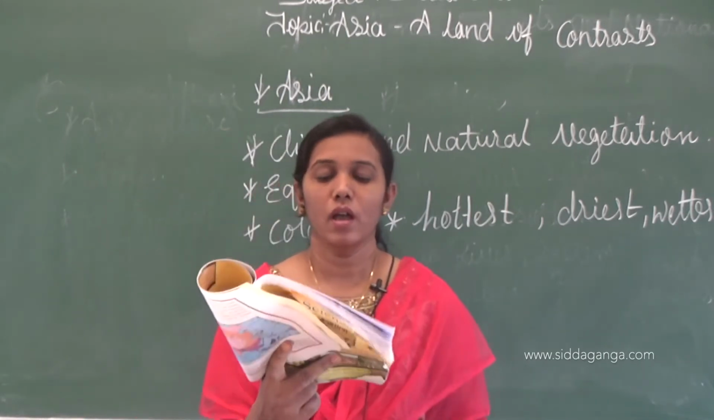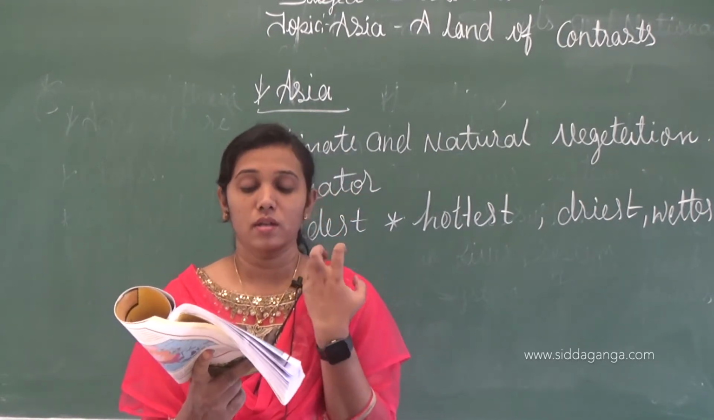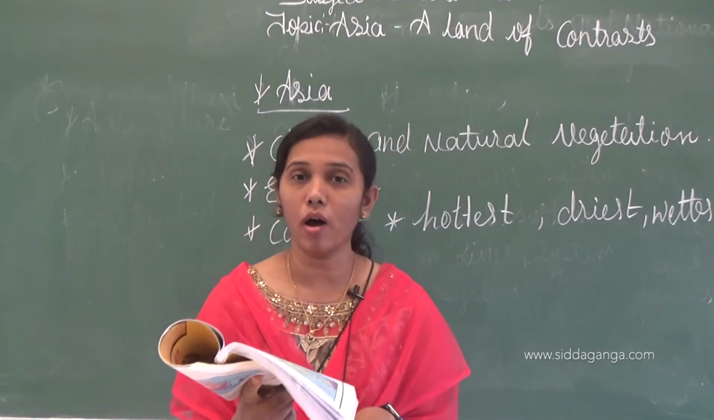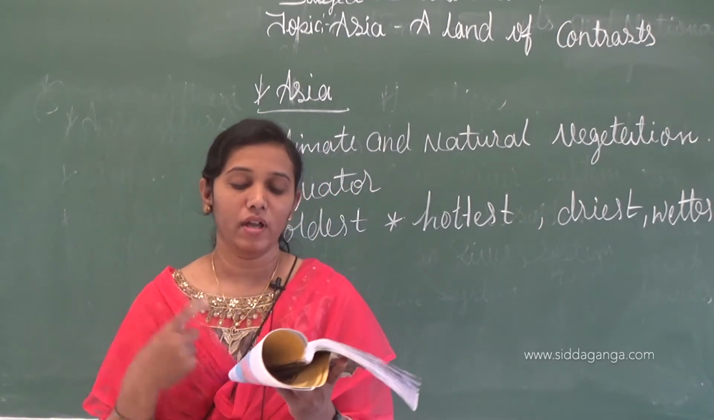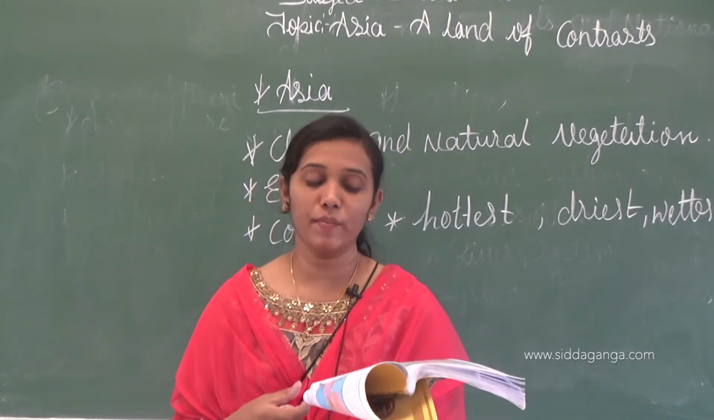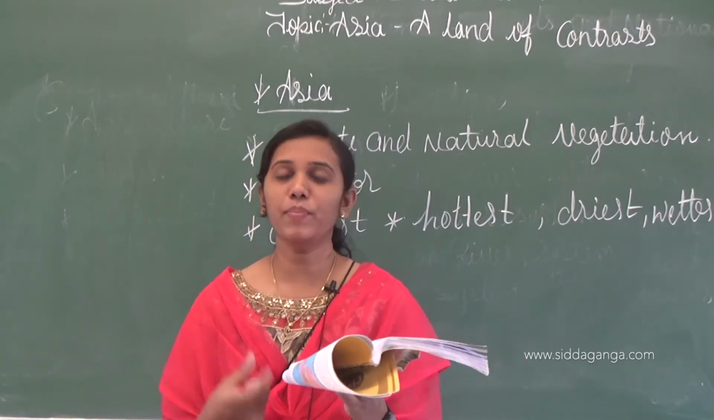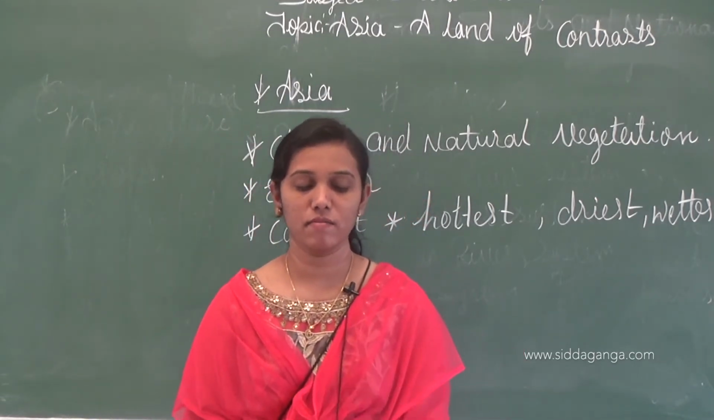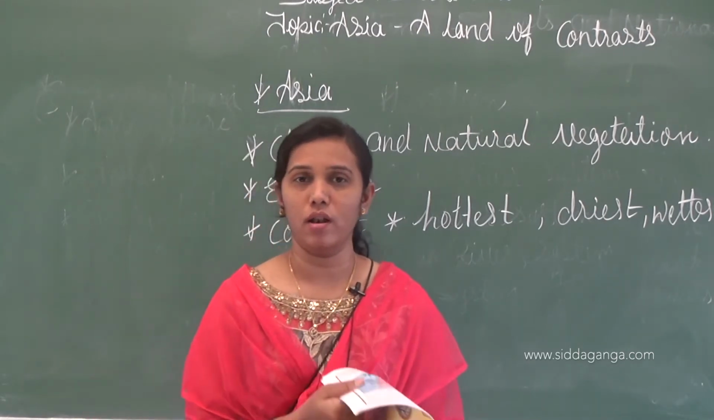In July, a greater part of the continent is very hot. In which month children? In July, a greater part of the continent is hot, with the exception of northern Siberia and the high mountains and plateaus of Central Asia. In some places, the temperature rises beyond 40 degrees Celsius.